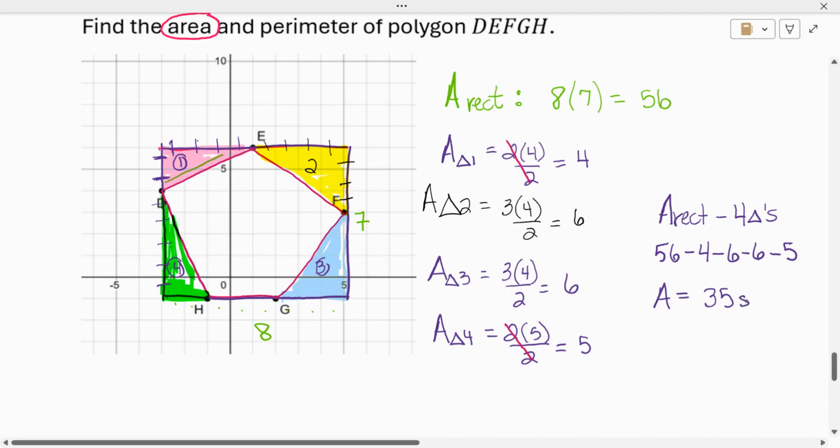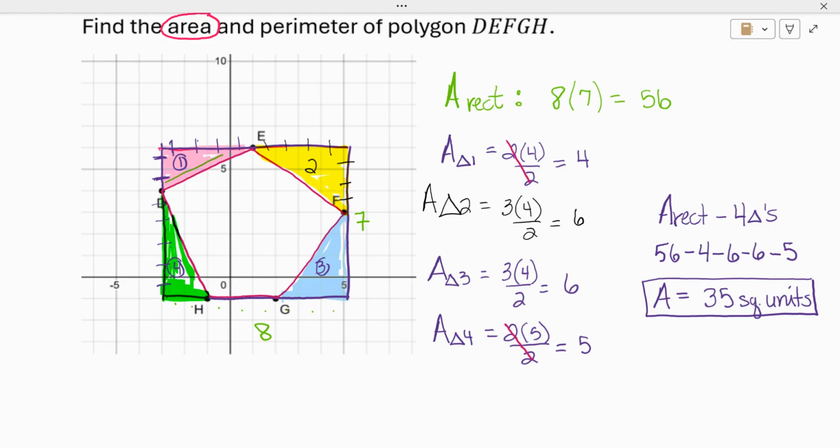$35 square units. I love that. How do you feel about that? Who would have thought that you guys would know in Math 1 how to calculate the area of an irregular polygon? Because that's what that is. All of the sides are different. You guys did that. That is super awesome.